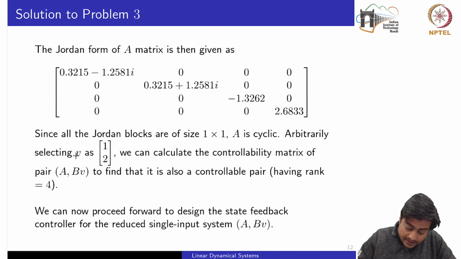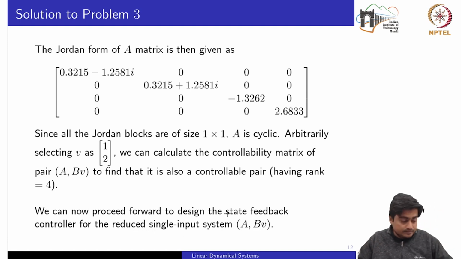So we can select any V, as we had done in problem 2. First of all, we select the V vector as 1 and 2. We can calculate the controllability matrix of the pair A comma B times V, and one of the results we had seen earlier says that this pair would also be controllable. So this pair is a controllable pair. Now we can proceed forward to design the state feedback controller for the reduced single input system A comma B times V.